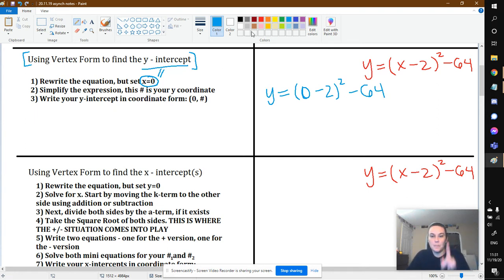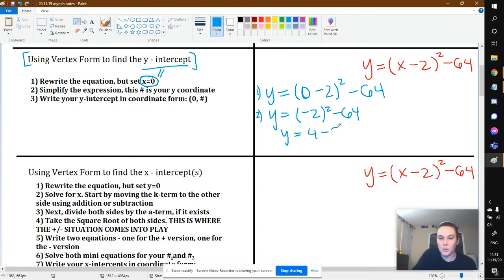So that's our first step. Our second step is we're going to simplify this expression. So we're just going to do PEMDAS stuff. We're going to say 0 minus 2 is negative 2. We're going to say negative 2 times negative 2 is 4. We're going to say 4 minus 64 is negative 60.